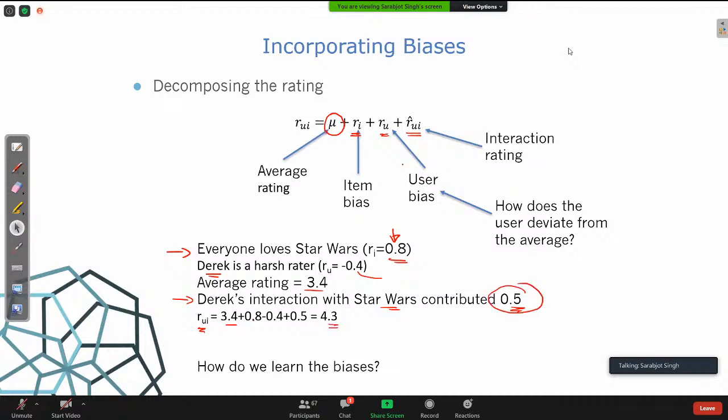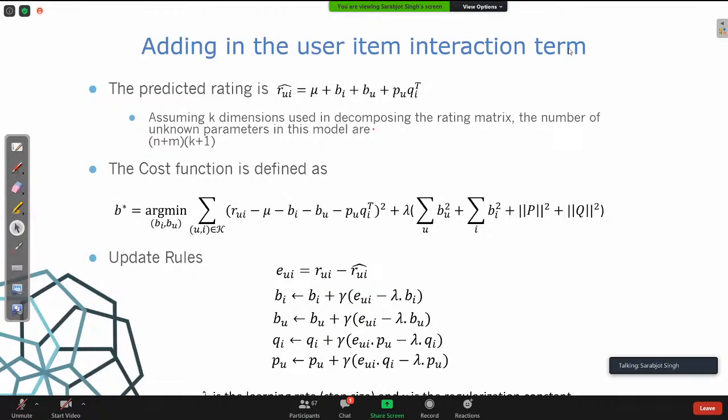Now, all of these then become unknowns that we are trying to learn, and it just makes the maths a little more complicated. But essentially, we still have a cost function that we are trying to optimize. And what we don't know is again the P and Q, but also we don't know the user bias and the item bias. So the number of parameters that we have to learn increases, and how we do that again is like gradients. Okay, I won't go into the details.